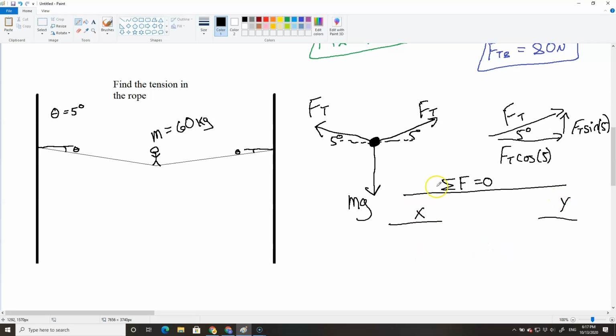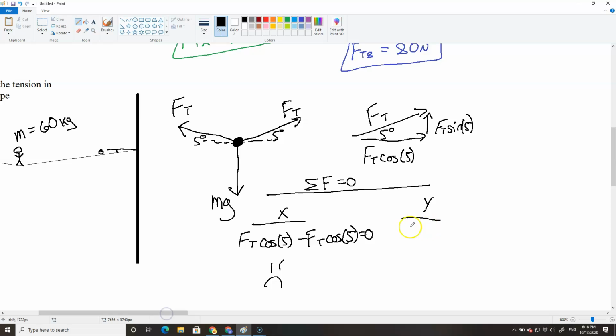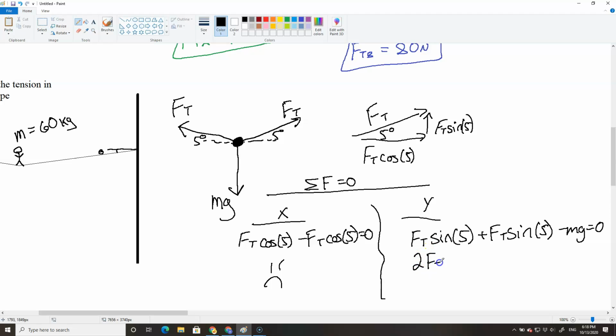Taking a look at the x direction, you have two forces in the x direction. The tension force on the right side and the tension force on the left side. And those are both Ft cosine 5. One of them will be positive, the other will be negative. And we see that, well, the x direction just tells us that a number minus itself is 0. So that's kind of boring. The y direction, you have both your tension forces, Ft sine 5. Both of them are pointing upwards, and mg is pointing down. They will equal 0. So I can call this 2 Ft sine 5 equals mg.